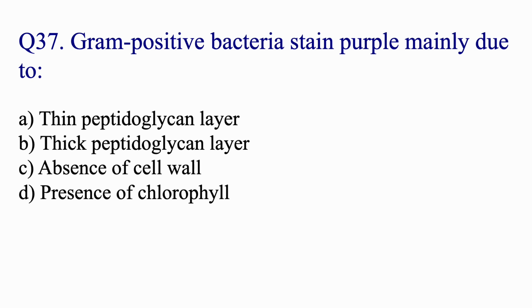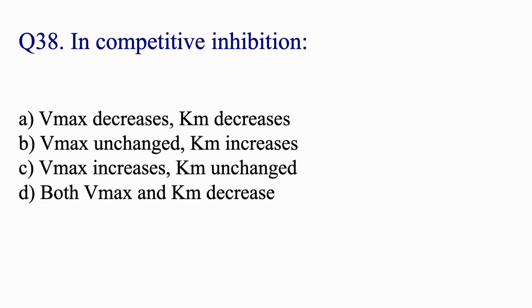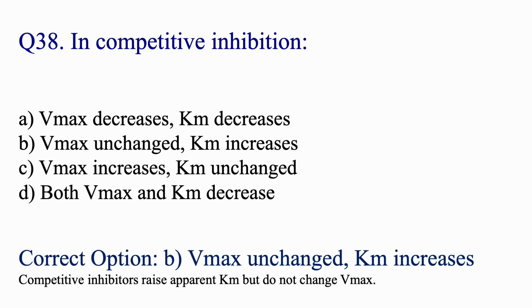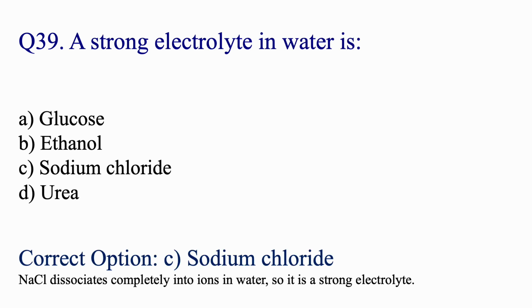Gram-positive bacteria stain purple mainly due to thick peptidoglycan layer. In competitive inhibition, Vmax is unchanged and Km increases. A strong electrolyte in water is sodium chloride.